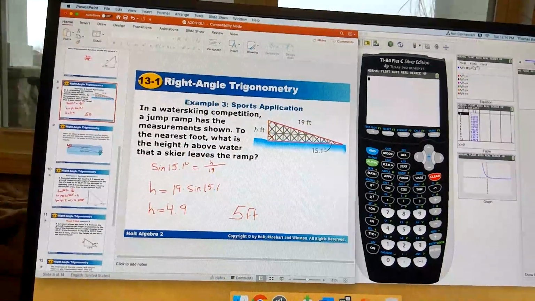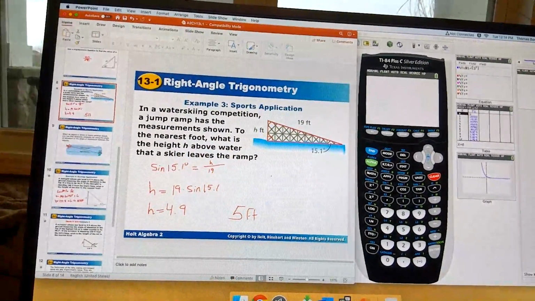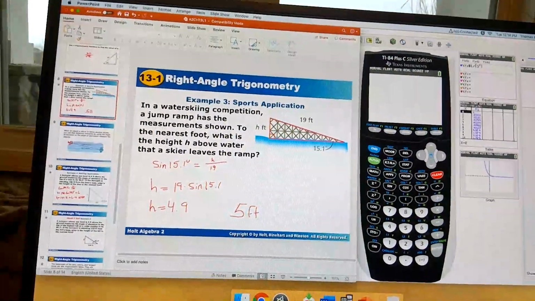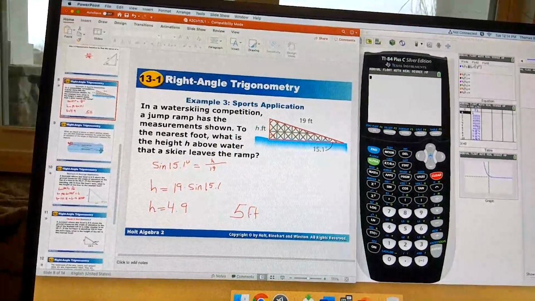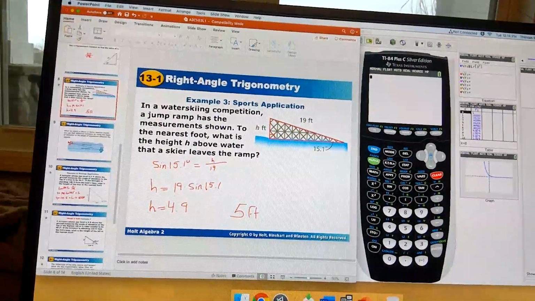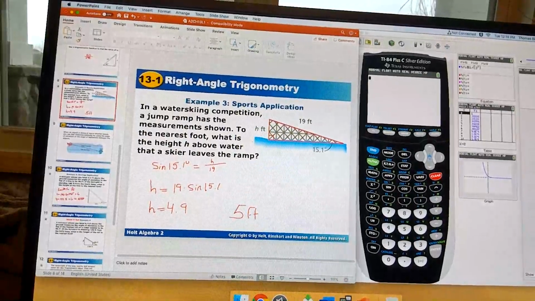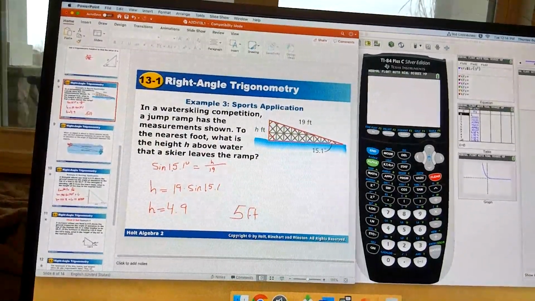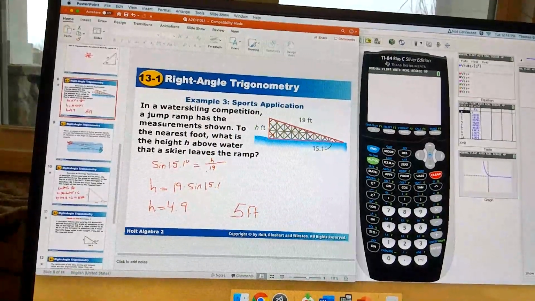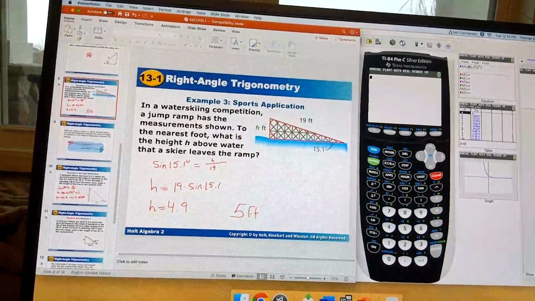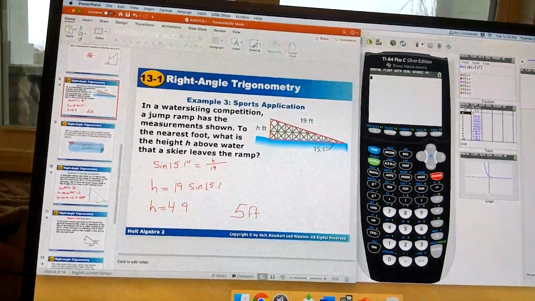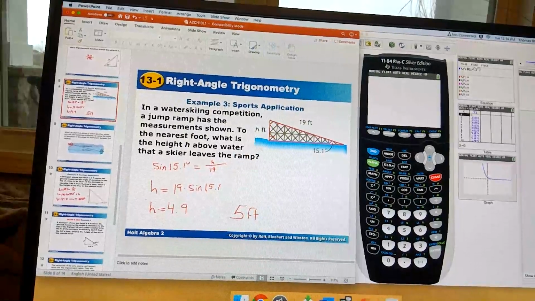Now, setting up problems like this, you have to figure out which trig function to use, and you can't just use it willy-nilly. You've got to think about what you have. Here's the angle I know. I want to know the opposite side, and I don't know the hypotenuse. So we'd have to use the sine, because that's the one that deals with opposite and hypotenuse. So we'd set up the problem: sine of the angle 15.1 is opposite over hypotenuse, and then we just crisscross multiply, and we'd know that h is 19 times the sine of 15.1. Again, always answer the question to the nearest foot, so we'd round that to 5 feet.